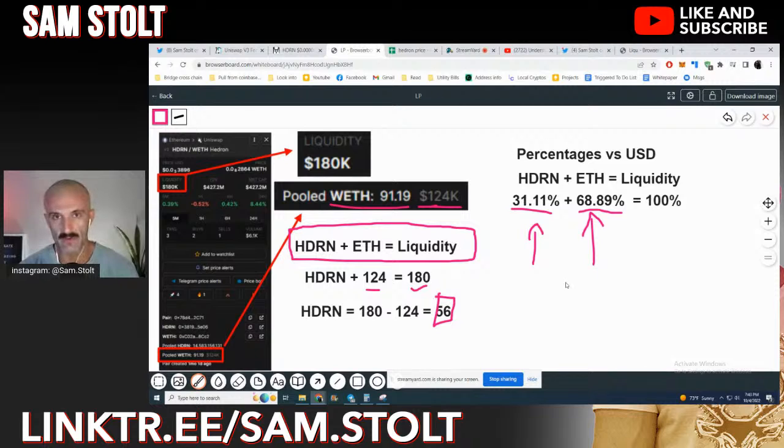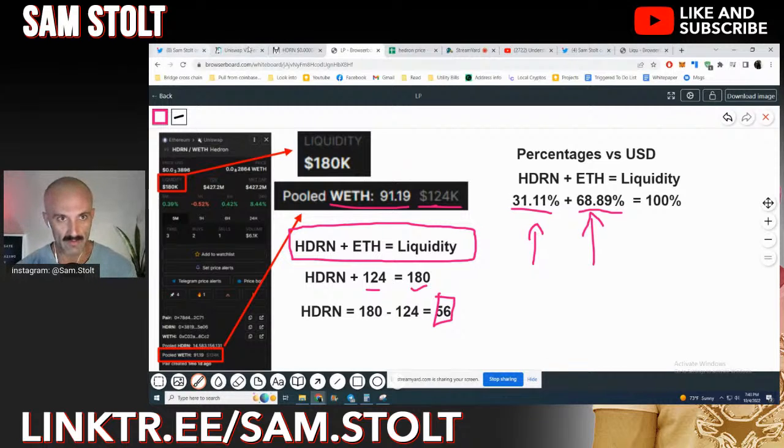We know this ratio in efficient markets is going to be 50-50. We know in relation to Hedron, ETH is going to drop in terms of percentage in the pool. That can happen multiple different ways, but I'll get into why it's going to be Hedron that actually moves and not the withdrawal of ETH in a second. And we know that the 31% is going to go up, closer to 50. 69 is going to come down, and the Hedron is going to go up.